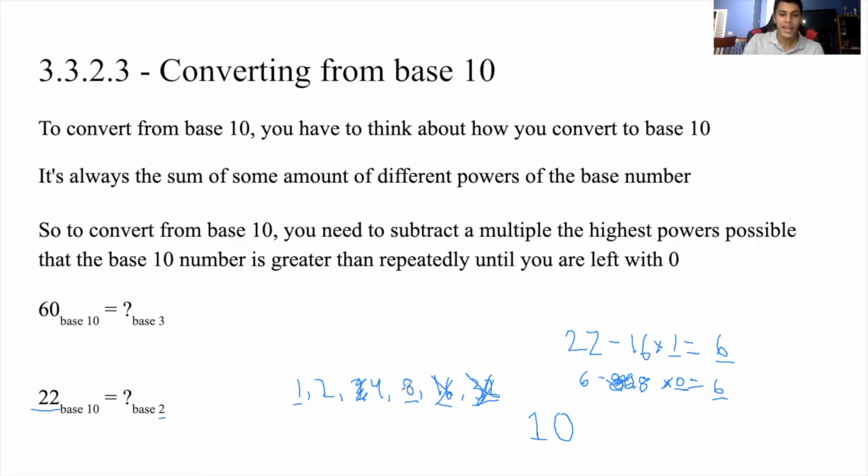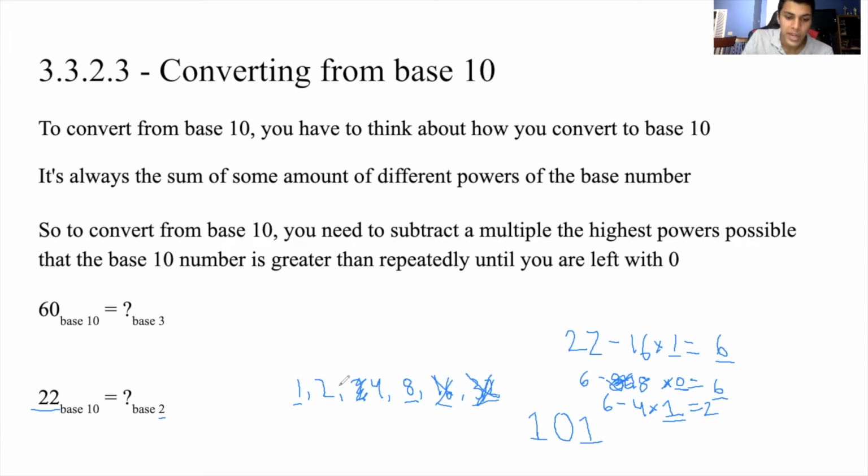All right, so our next highest power of 2 is 4. So we have to see how many times 4 goes into 6. Well, it's just one time, because 6 minus 4 is 2. So 6 minus 4 times 1 equals 2. So now we have 2 remaining, right? And since 4 goes into it one time, in the 4s place we're going to put a 1.